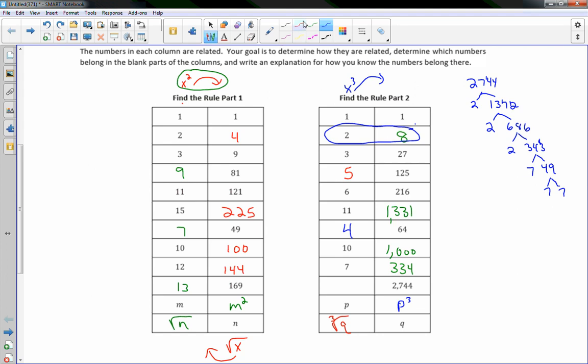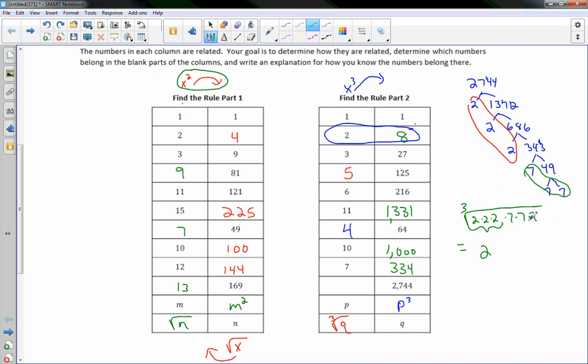And lo and behold, look what happened. We have 3 2's and we have 3 7's. So that really means if we have a cube root, the cube root of the 2's repeated times 7 times 7 times 7 is equal to, and these 3 2's come out and become 2 because the cube root of 8 is 2.